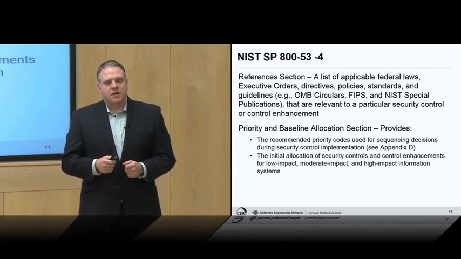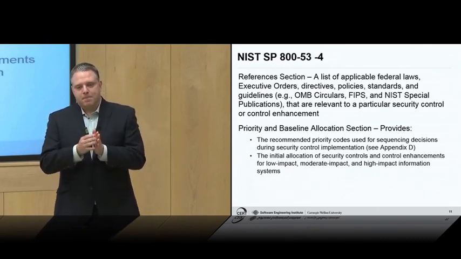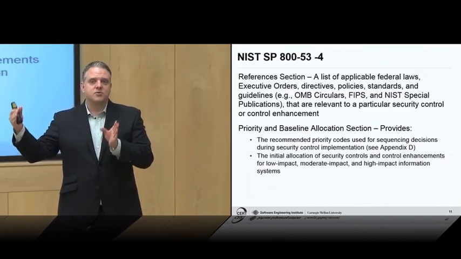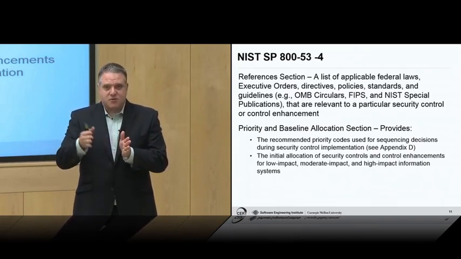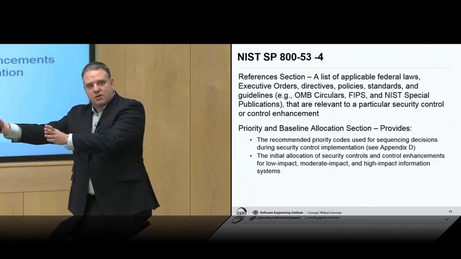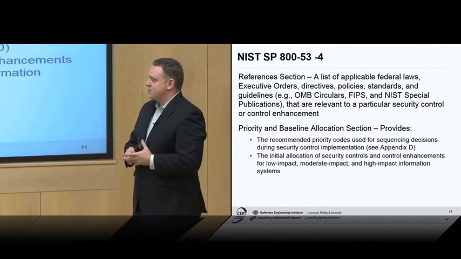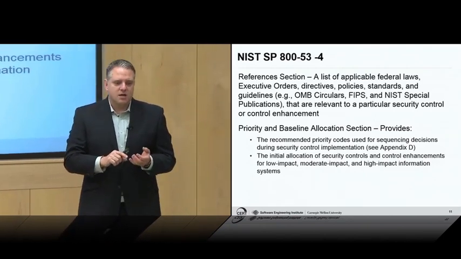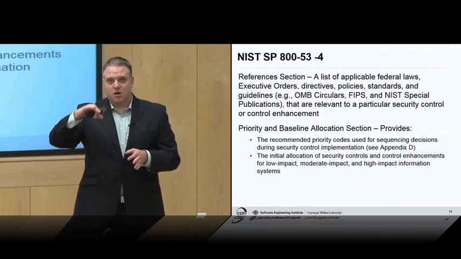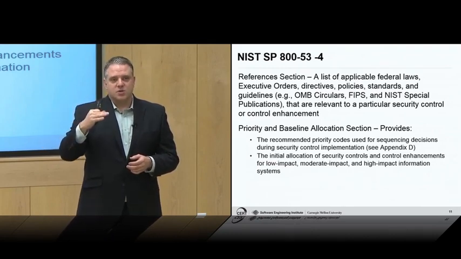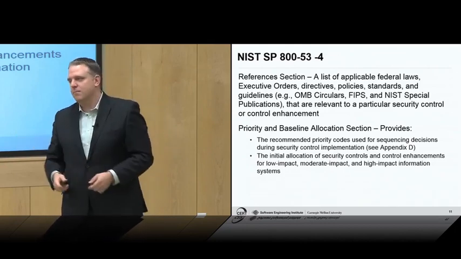And then the last one there, the priority and baseline allocation section. This tells you, from a priority perspective, if you have multiple controls, let's say you have 200 controls that you want to implement, the priority will tell you, okay, implement these first, these second, and then these third. So you'll get priority 1, 2, and 3 there as well. And then the baseline allocation tells you if you are a low impact, medium impact, or high impact information system, that high watermark that we talked about. This will tell you, is this control part of the low baseline, the medium baseline, or the high impact baseline?